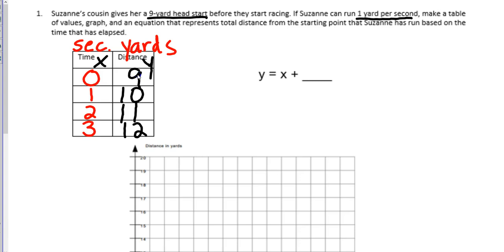So let's look at the relationship between our x value and our y value. So what did you do to your x value, the time, to get the y value, the distance? What did you do?